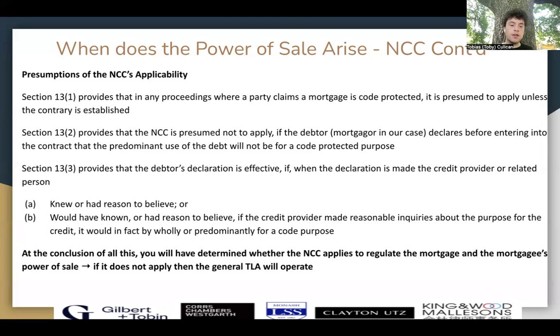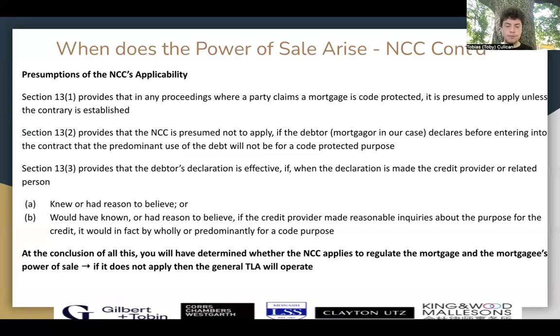Section 13.2 provides that the NCC is presumed not to apply if the debtor, the mortgagor in our case, declares before entering into the contract for credit that the predominant use of the debt will not be for a code protected purpose. So say if they declare, I'm using this money for my business, that is not a code protected purpose. Or if they are speculating on the capital market, that's what they're telling the bank they're going to use the debt for. That is not a code protected purpose either.